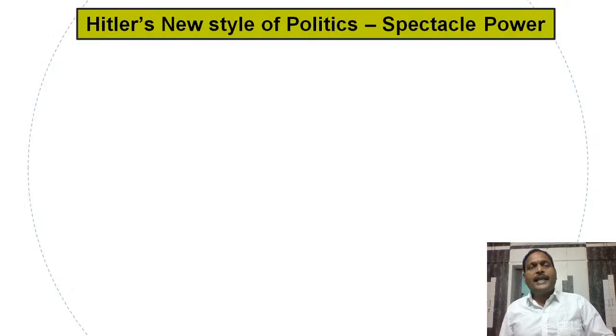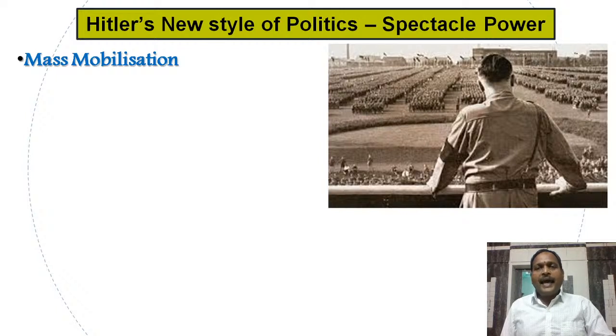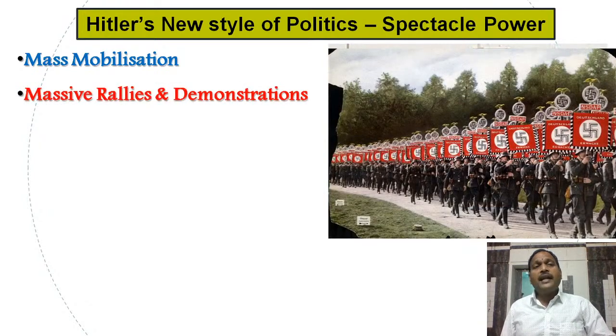Hitler's new style of politics: spectacle power. That means his voice and his showcase were so special. It was a new style of politics. What was it? He had mass mobilization. He mobilized the people to huge meetings. You can see he conducted massive rallies and massive demonstrations. You see here, with the swastika mark, they have rallied. So many rallies were conducted in his time to attract people and get the people's attention towards him.